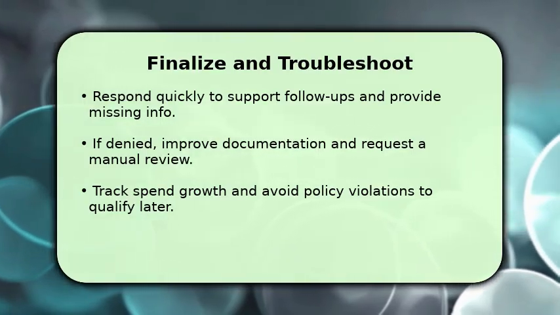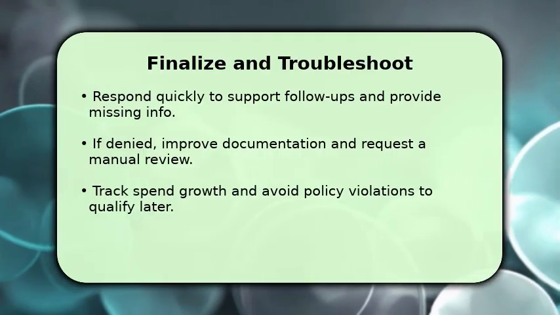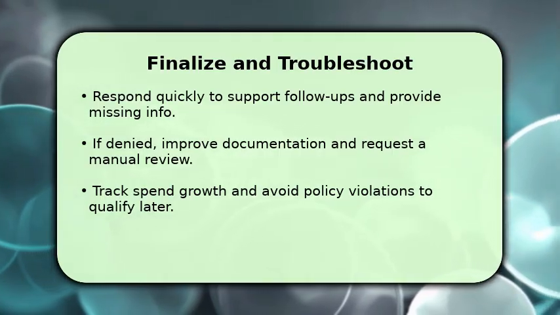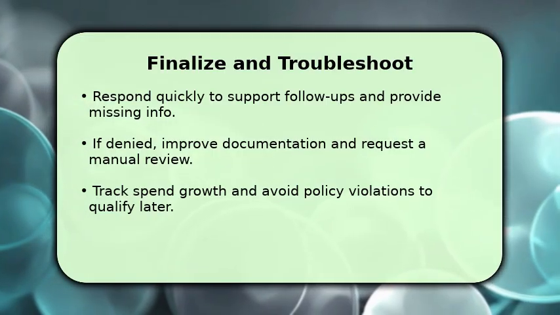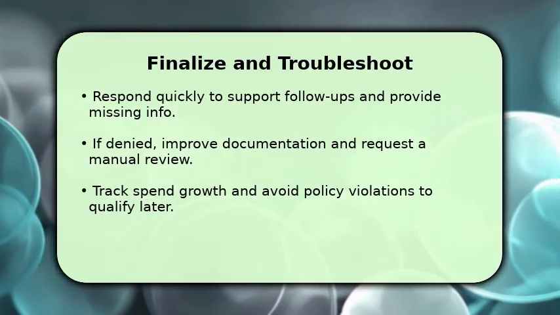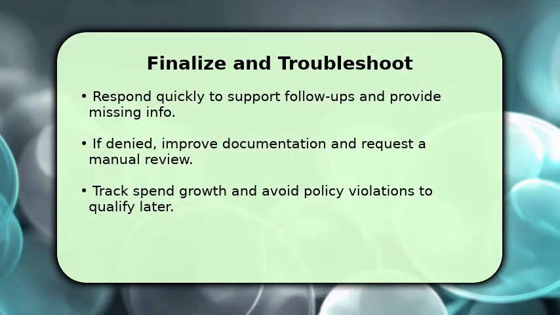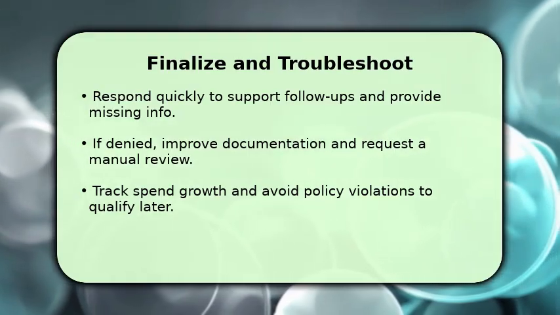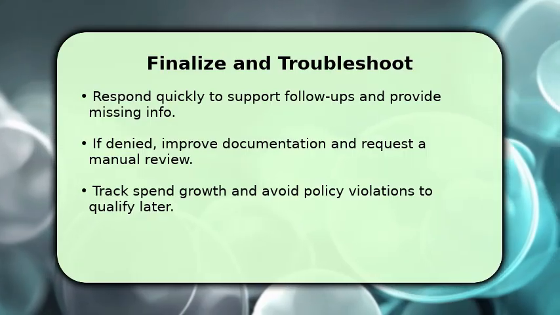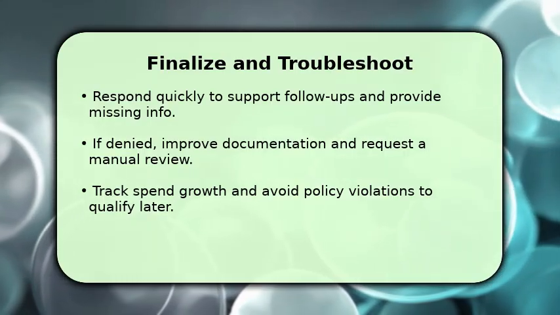Review the rejection reasons, tighten billing history, or add performance evidence, and request a manual review with clearer justification. Make sure accounts remain policy compliant and gradually increase spend to demonstrate stability. This raises future approval chances. Troubleshooting tip: if delays persist, escalate to business support chat and reference your case ID.